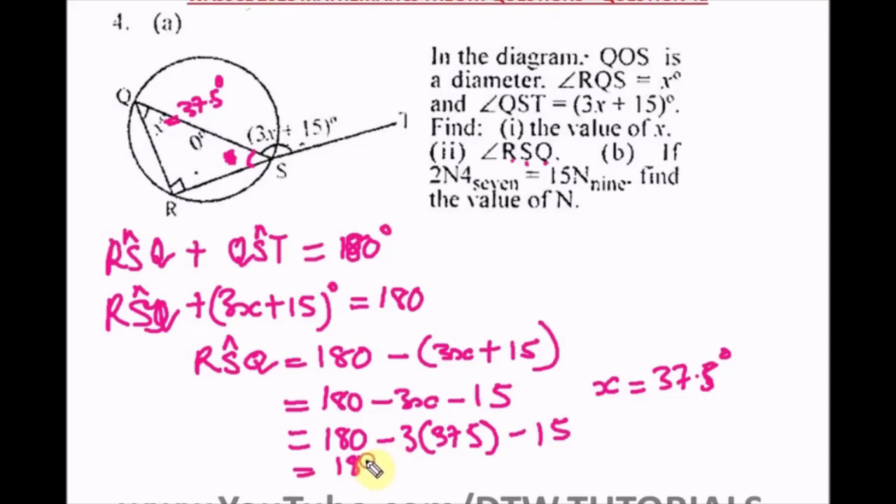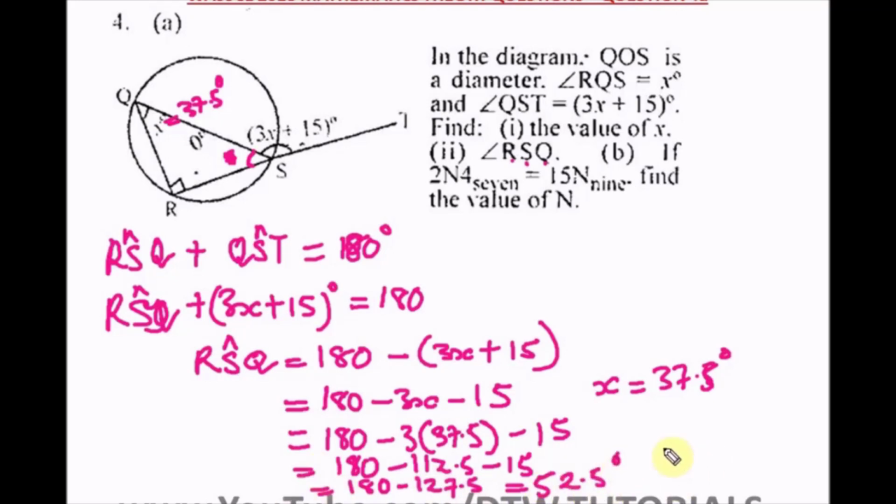What do we have here? We have minus 112.5. That's 3 multiplied by 37.5, then minus 15. Okay, so what do we have here? We have equal to 180 minus 112.5 minus 15, which will give us 180 minus 127.5, and 180 minus 127.5 will give us what?